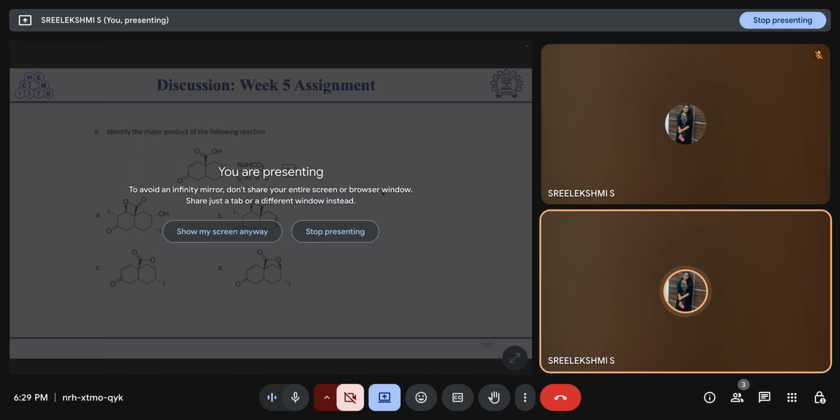Now the next question, identify the major product of the following reaction. So this compound upon treatment with sodium bicarbonate and iodine, KI, at 0 degrees Celsius, which will be the major product.